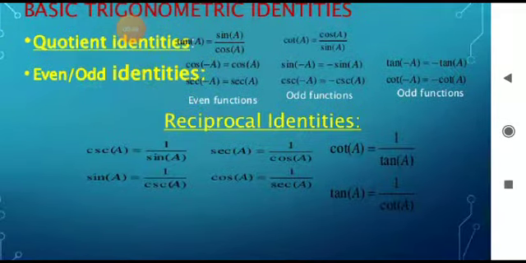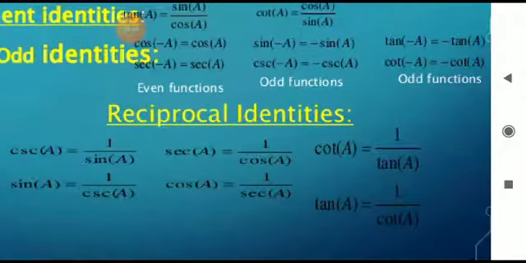And according to angle, cos minus A is equal to cos A. If any angle is negative, then the cosine of that particular angle is equal to the cosine of the positive angle. Sin minus A is equal to minus sin A. Tan minus A is equal to minus tan A. Sec minus A is equal to sec A. It is because cos minus A is equal to cos A. Cosec minus A is equal to minus cosec A. Cot minus A is equal to minus cot A. Even and odd functions: cos and sec are even, and the remaining 4 are odd functions.